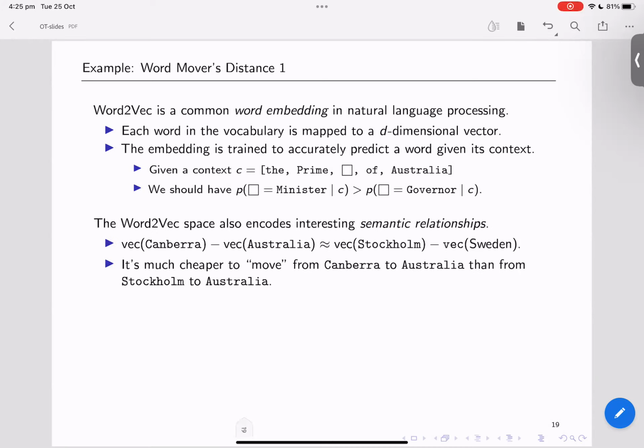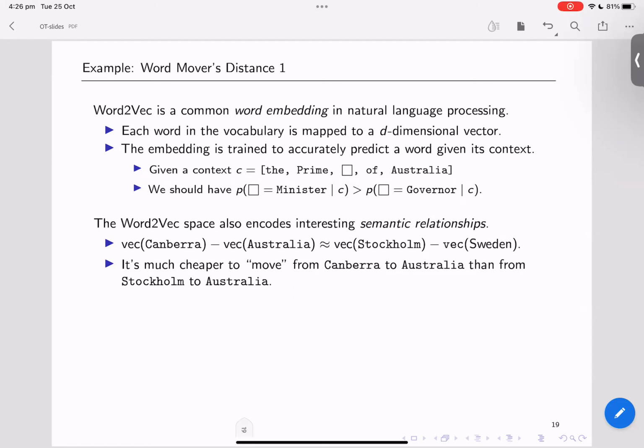All right. And if you've done maybe document analysis or some natural language processing course, you will know that the word2vec space encodes some very interesting semantic relationships. So here's an example. Let's say you query the word Canberra and the word Australia. They just give you D-dimensional vectors, right? And you look at the direction that flows from Australia to Canberra.